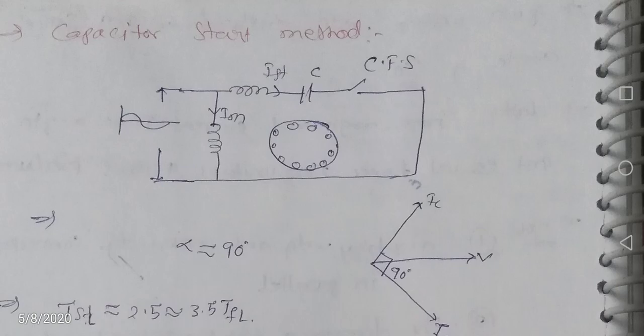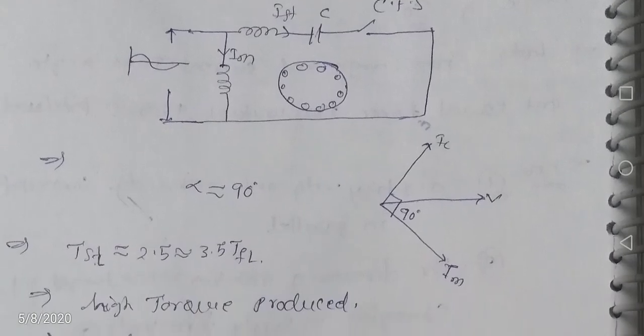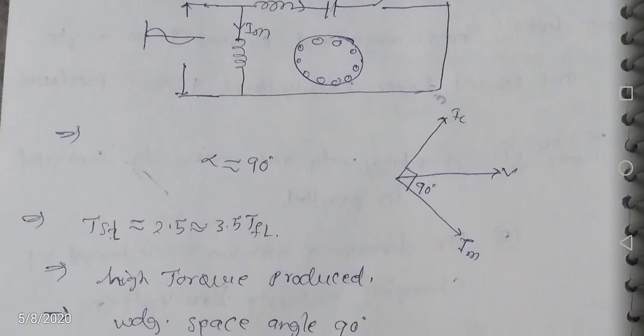So here it is simple: the auxiliary winding and main winding are connected with a space angle of 90 degrees, and the current in the starting winding is 90 degrees from the main winding current. So alpha is the angle that is also called the torque angle or current angle. It is the angle between IST and IM.